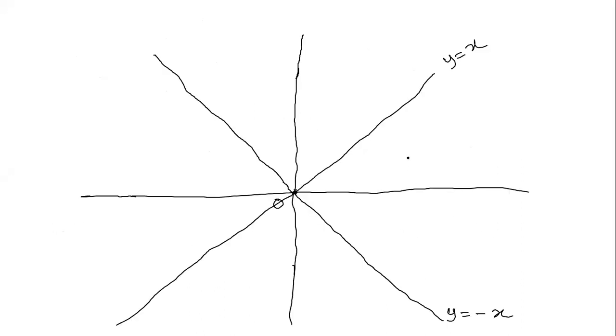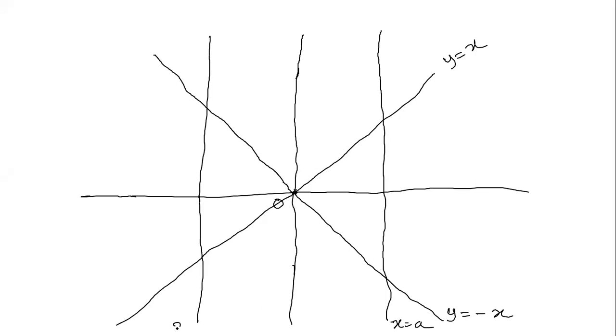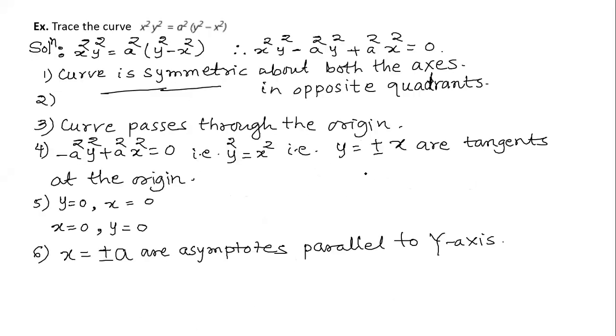So I am going to draw here x equal to a. This is the line x equal to a. Similarly, here there will be the line x equal to minus a. Both the lines are asymptotes. Whether the curve approaches from left or right is another question. Before that, is there an asymptote parallel to the x-axis?